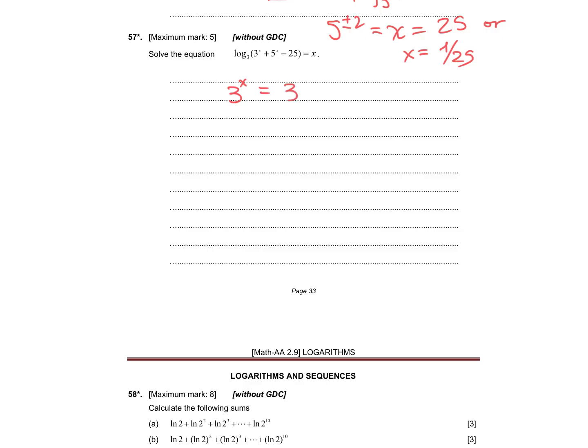So for this one, we write it exponentially. 3 to the x equals 3 to the x plus 5 to the x minus 25. And conveniently, those subtract away. So we're going to have 0. So we'll have 5 to the x equals 25. x is 2.